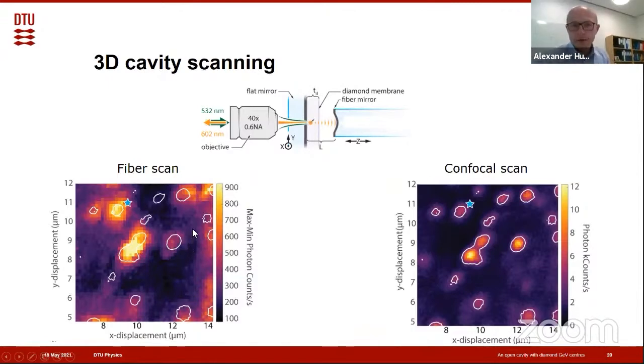The result of this fiber scanning technique is shown here on the left-hand side, and compared to the confocal scan we have seen before, I think it is rather similar. In fact, the same emitter which we analyzed before, which was isolated, is also visible now in this fiber scan. So we're quite confident that using this method, we could locate and address a single GeV center in the system.